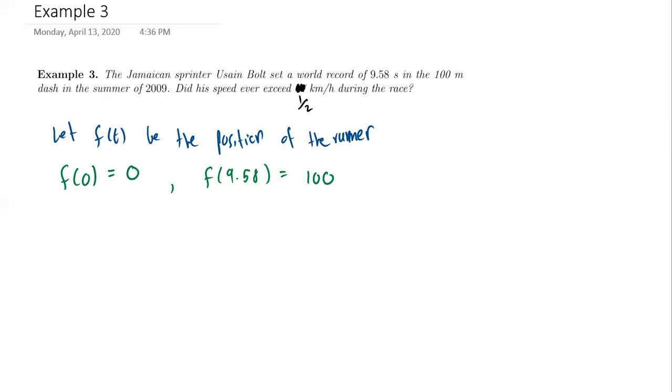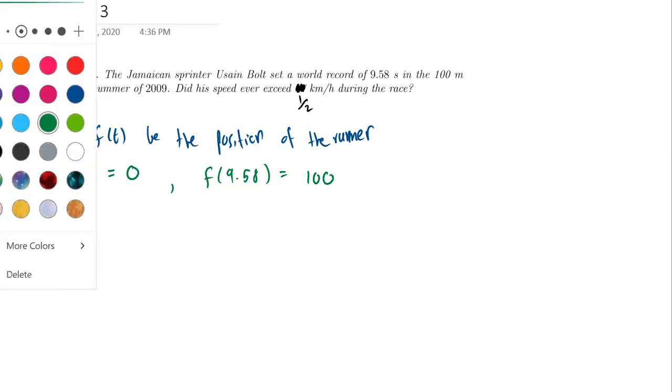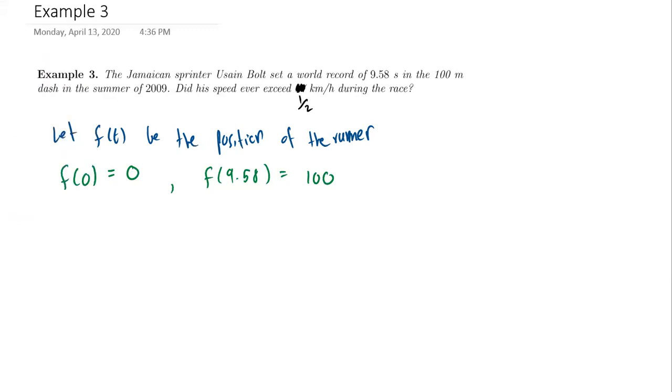Now, if we want to use the mean value theorem, we need two things here. We need our function to be continuous on the interval 0 to 9.58 and differentiable on that interval. Now, we don't have any more information in this problem, but can we assume that this function is continuous?